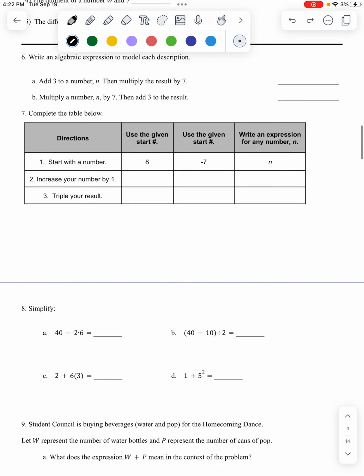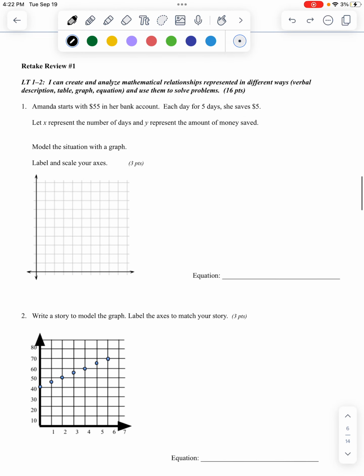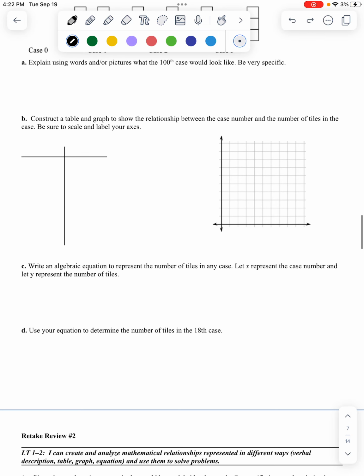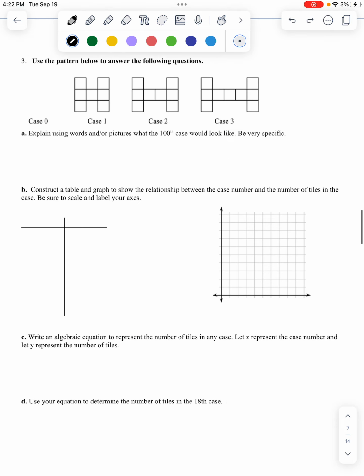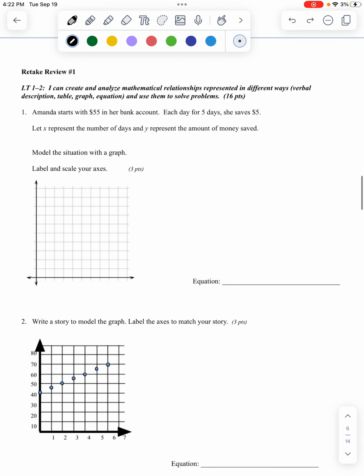All right, let's go down now to the second standard. I can create and analyze mathematical relationships. Okay. Now, let's start with number 1.